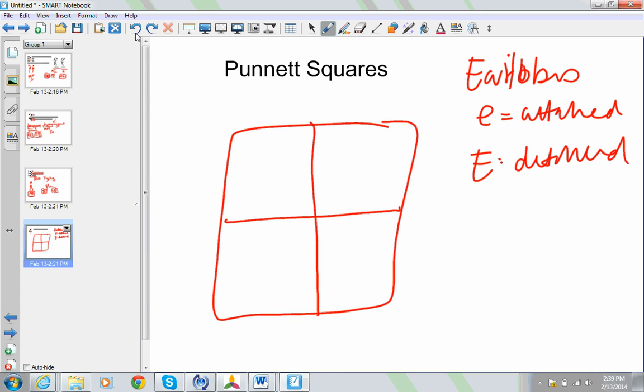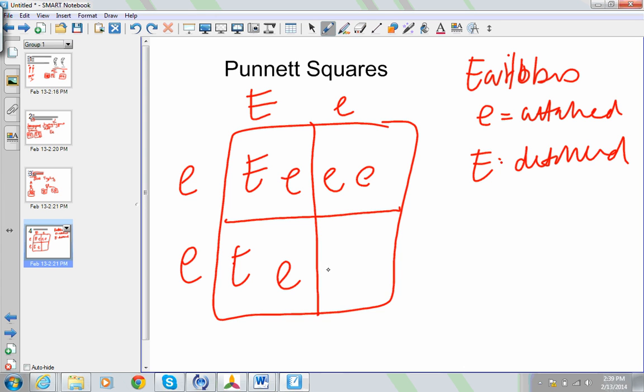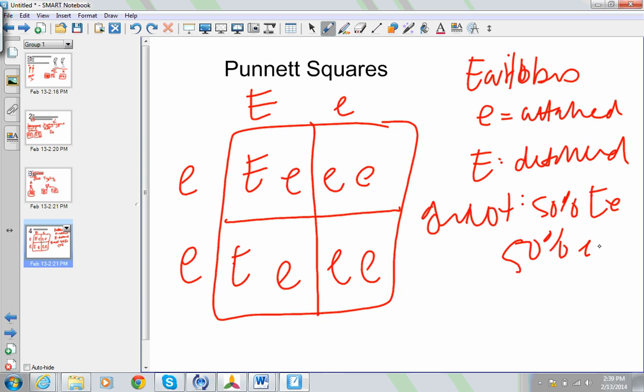Okay, so for this next one, we'll say that we have heterozygous here for the dad, and then homozygous recessive for the mom. Okay, so we're going to fill in the rows and columns just like we did on the last one. Okay, and this is what we're going to end up with. We're going to end up with the genotypes being 50% big E little e and 50% little e little e.